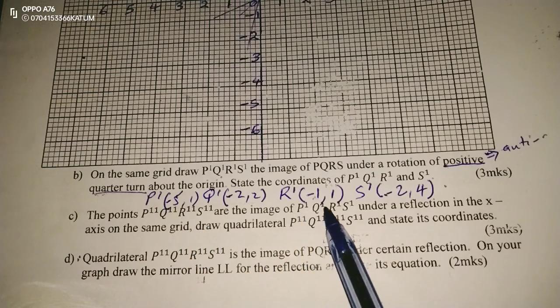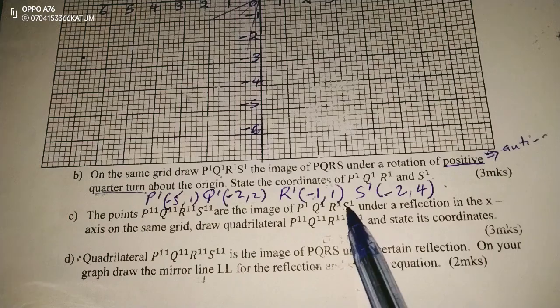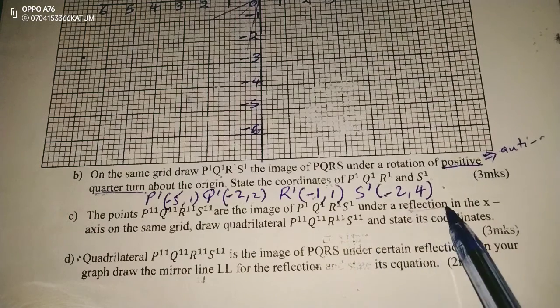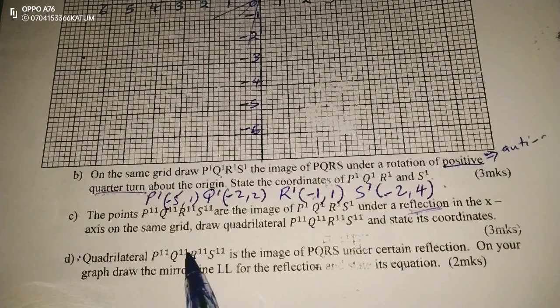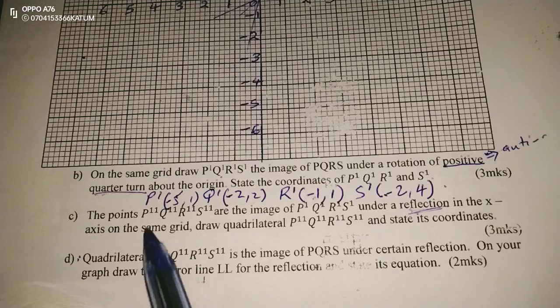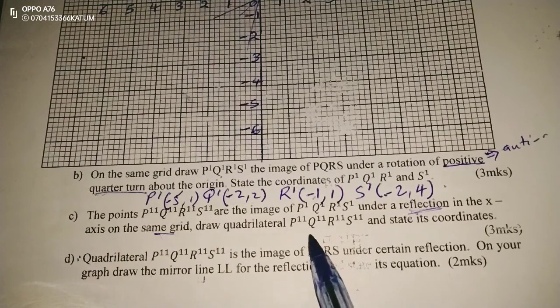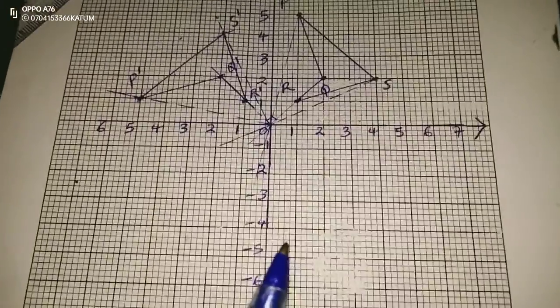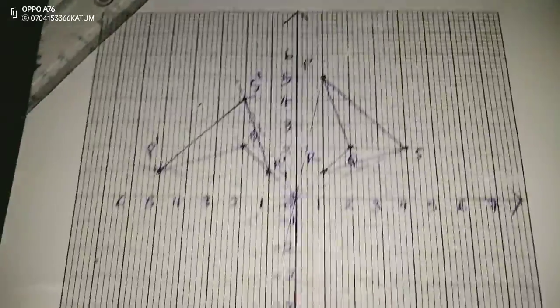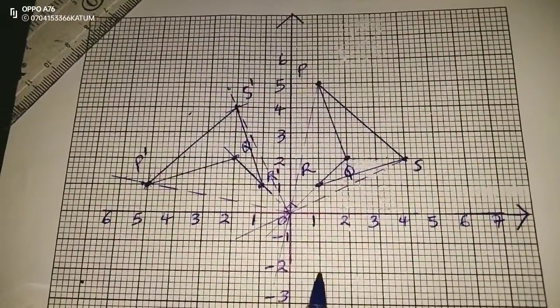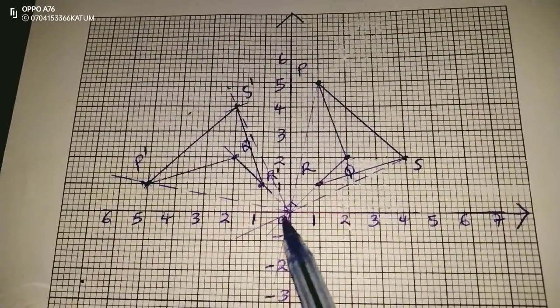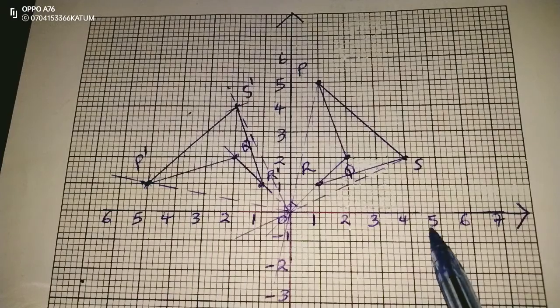The points P double prime, Q double prime, R double prime, and S double prime are the images of P prime, Q prime, R prime, and S prime, under a reflection in the x-axis. On the same grid, draw the quadrilateral and state its coordinates. Therefore, we're going to reflect. Now it's a reflection along the line x-axis, which is here.